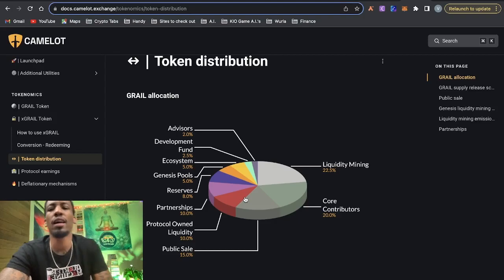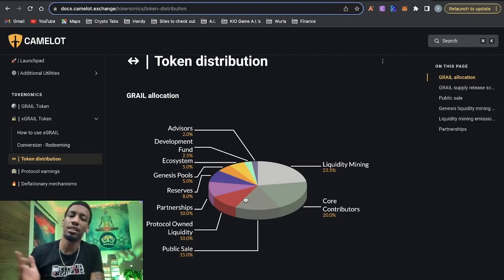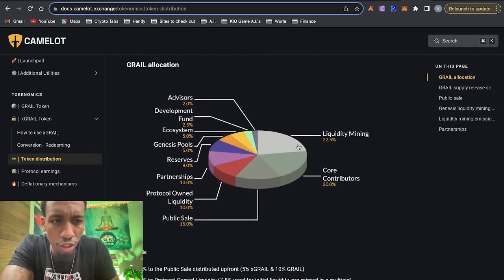Like I said, I'm not advocating that you buy the token. I'm not advocating against it as well. Yeah, you see 22% went to liquidity mining. And the core contributors got 20%. And then you can see all the other percentages here.